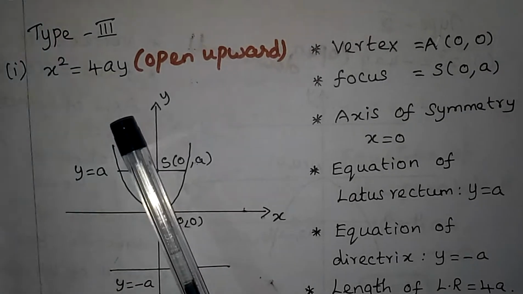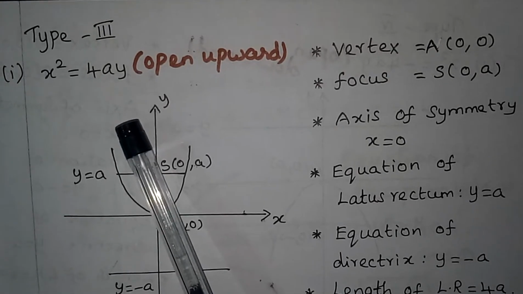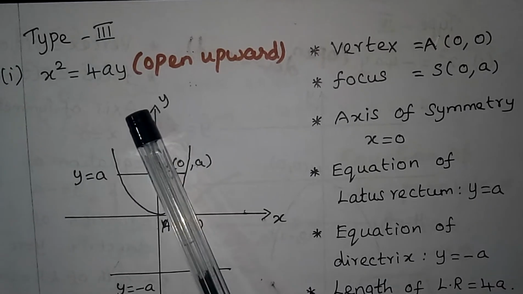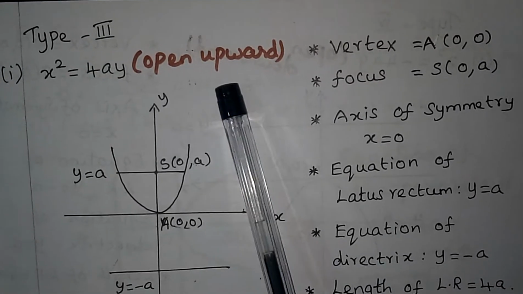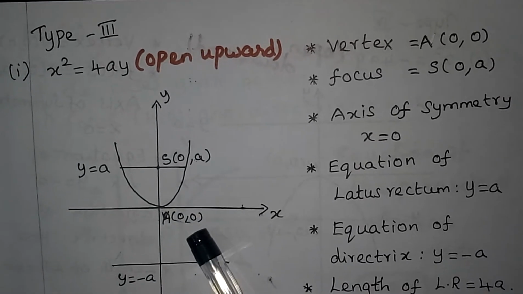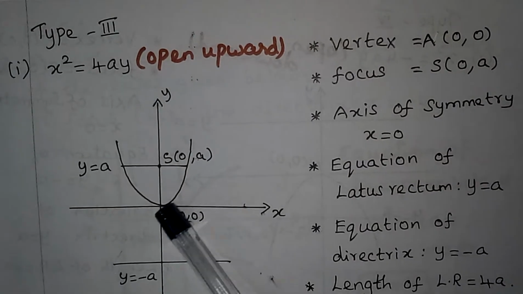Now the third type. First two types are open right side and left side. Here third and fourth will be open upward and downward. So it is x square equal to 4ay. The parabola will be open upward, like this. It passes through the vertex, that is the origin, and it will open where we have the focus. So like this we have to draw.